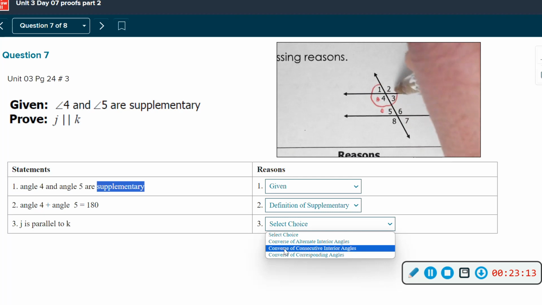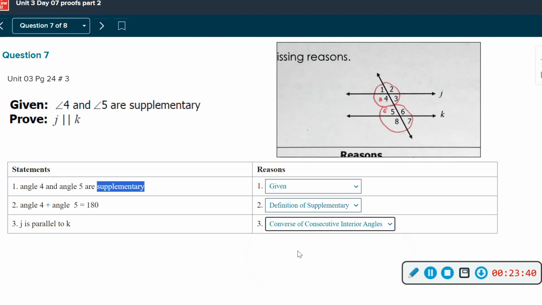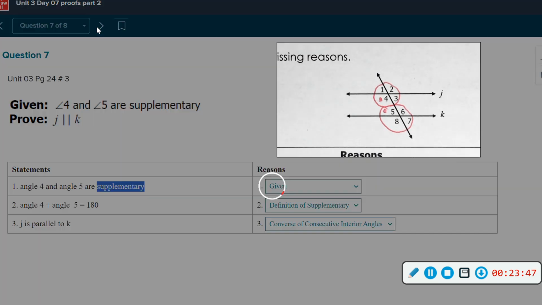Now, are they in the same position? Number 4 is in the bottom left, but number 5 is in the top left. So it's not corresponding. So they would have to be consecutive interior. But we don't know that term, consecutive interior. Well, that's the same thing as saying same side interior. It's just another way. At the bare minimum, you were able to narrow it down. It's not the first one. It's not the last one. It would have to be the middle one. And that's the answer to page 24, number 3. One more problem. All right, let's go to number 8.